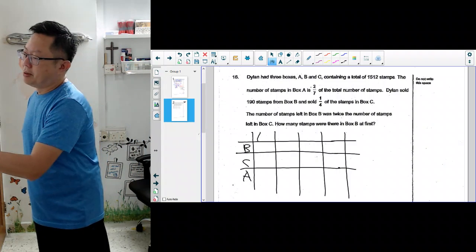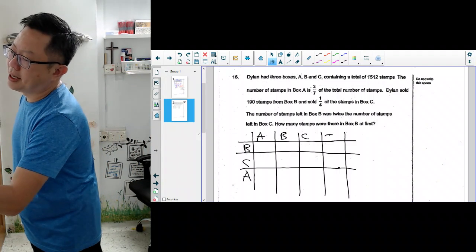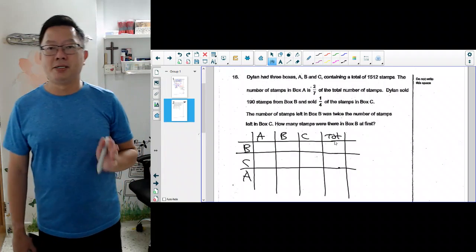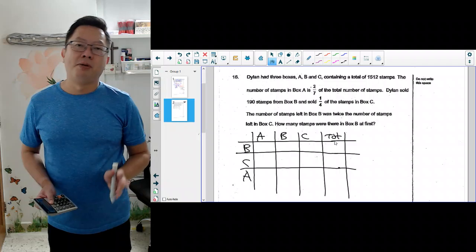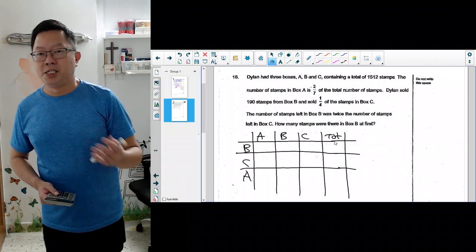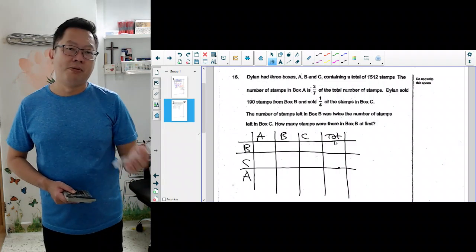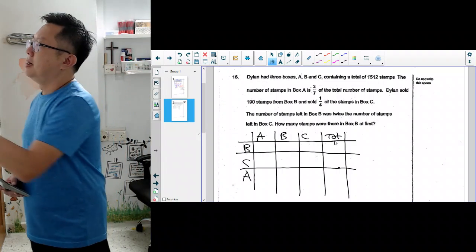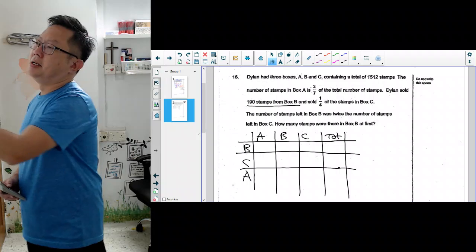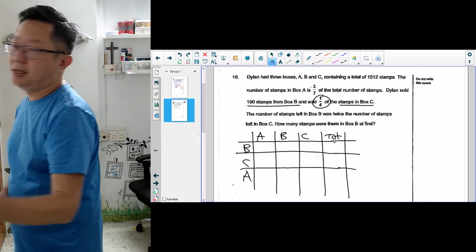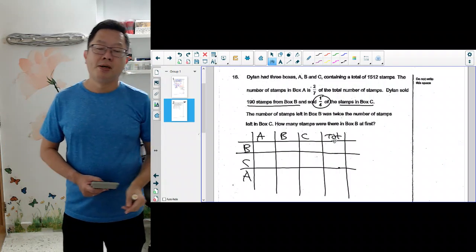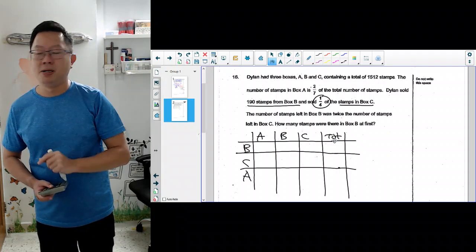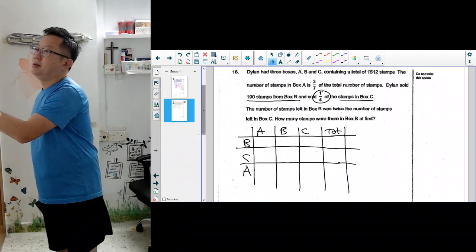So you will need to label box A, box B, box C, and the total. In this before and after problem, you still need to think about what is unchanged. Every time there's a before and after problem, you have 4 answers: total unchanged, the difference unchanged, one group unchanged, everything changed. If you read this problem, you will find that Dylan sold 190 stamps from box B, and he sold 1/4 of the stamps in box C. So box A is unchanged. Always remember to think about what is unchanged, because that will help you to solve the problem. So how do we put the numbers in the boxes?